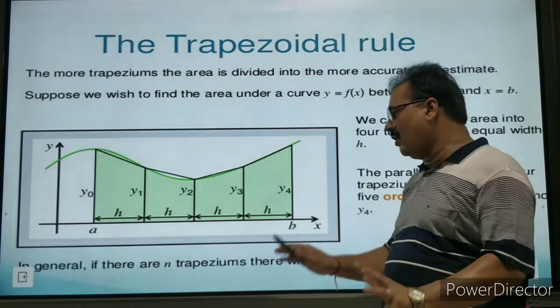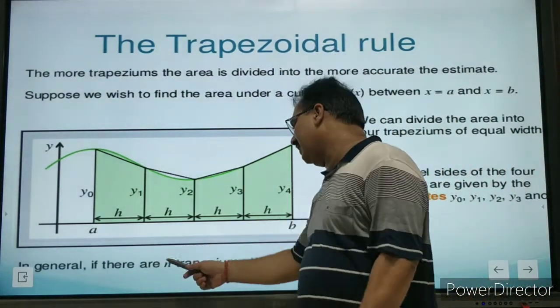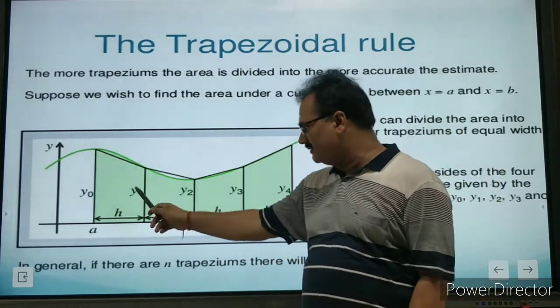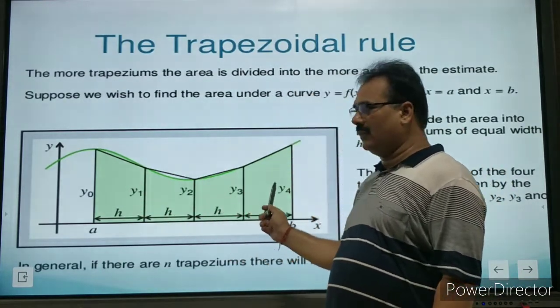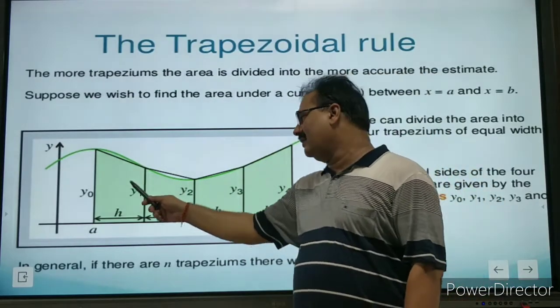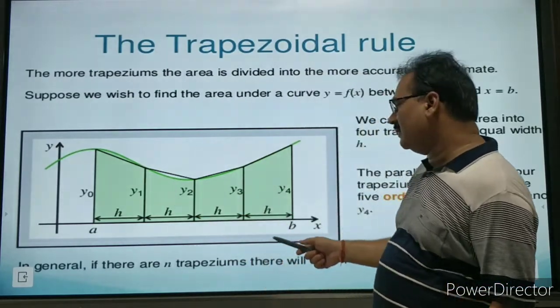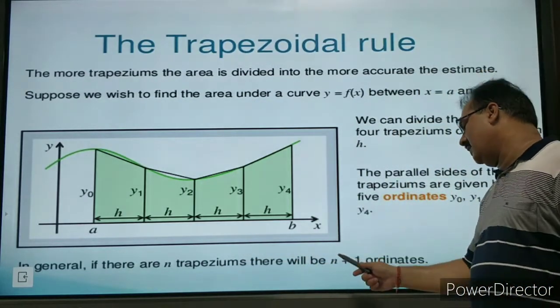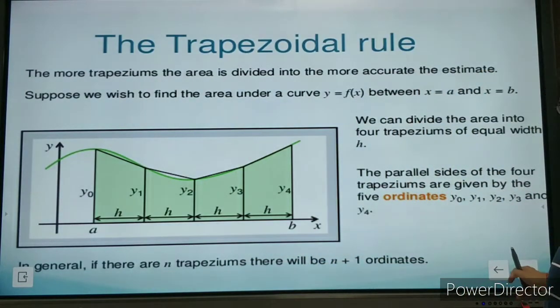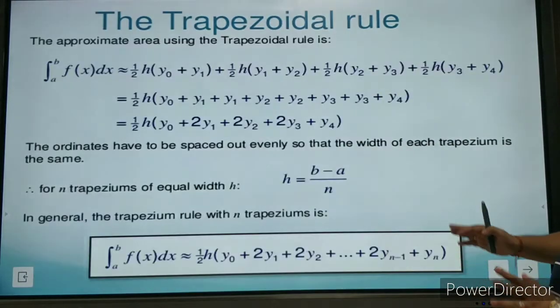You can observe in general, if there are n trapeziums, how many trapeziums are here? Just look at the green set: 1, 2, 3, 4. But how many ordinates? There are 5 ordinates. It means that in general, if there are n trapeziums, there will be n plus 1 ordinates. So this is the general rule.